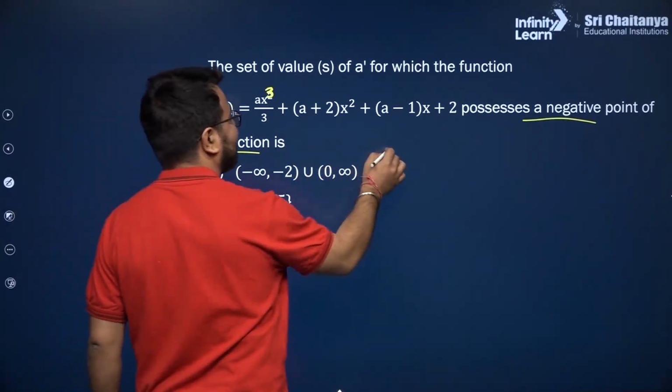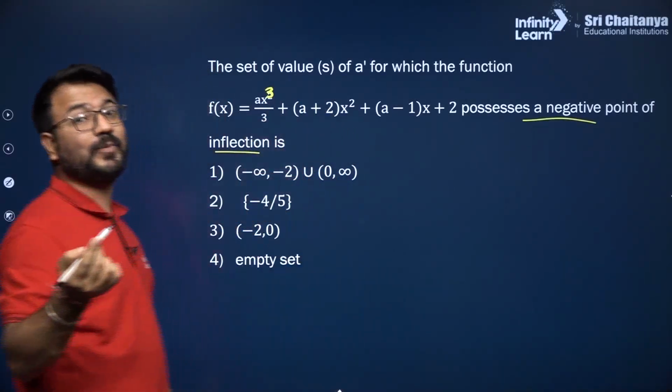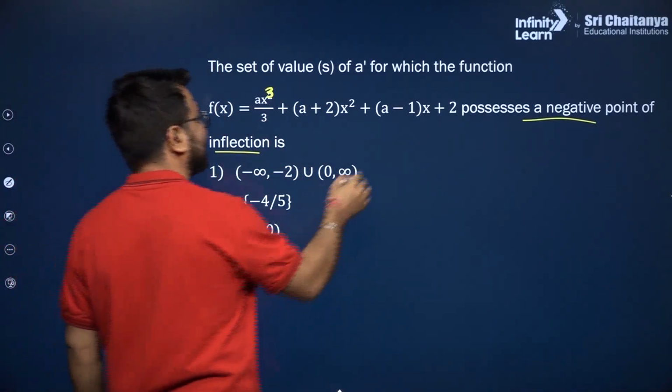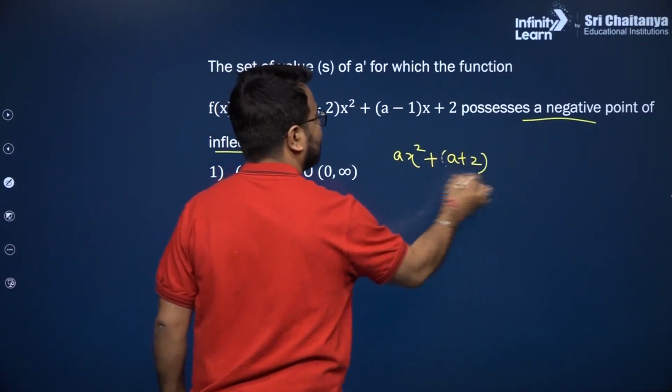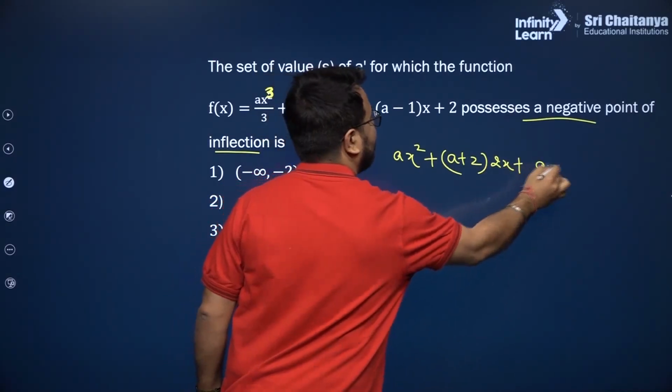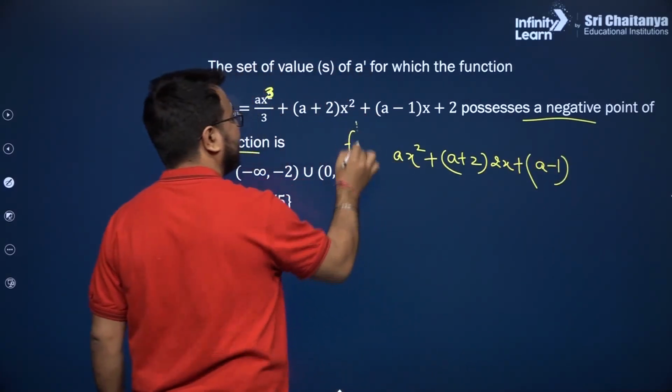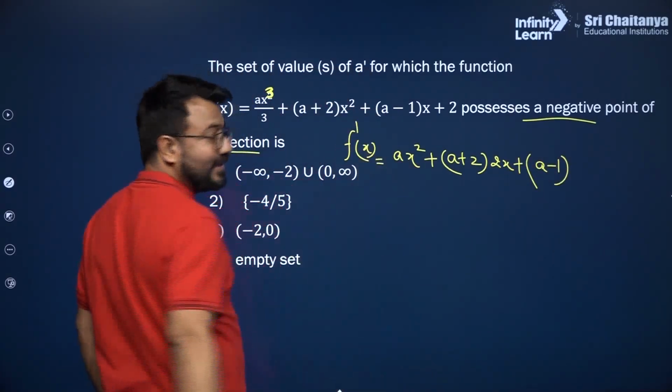Now let us try to differentiate it. If I differentiate x cube, it will be 3x square. The 3 and 3 both will get cancelled, and I'll be left with ax square. Then it will be a plus 2 times 2x, and then here I will have a minus 1. This is the single derivative that we have obtained. I hope now it is clear to you.